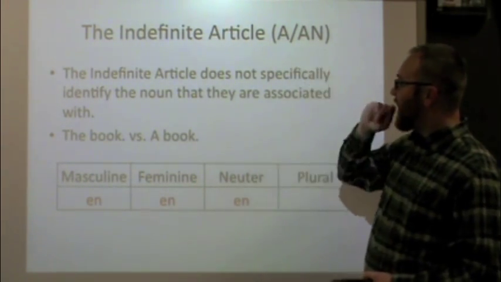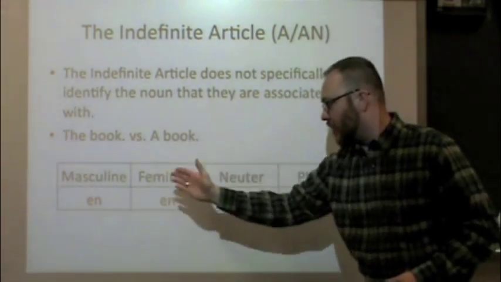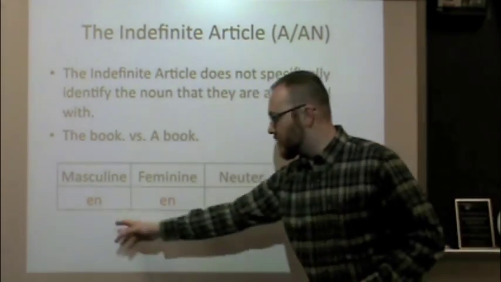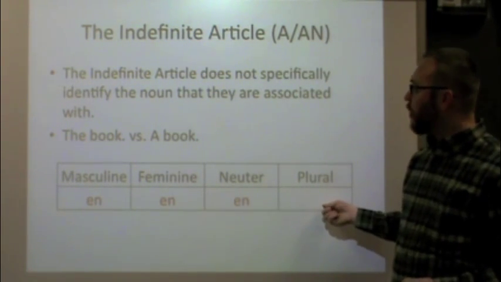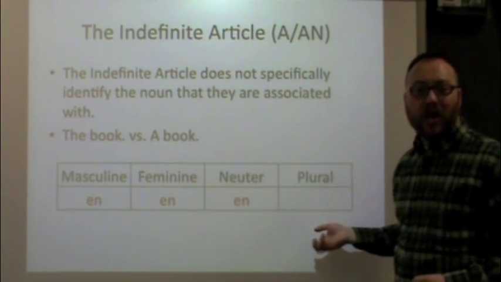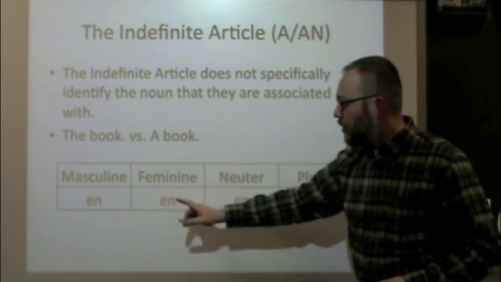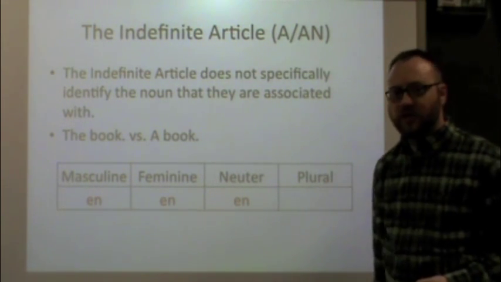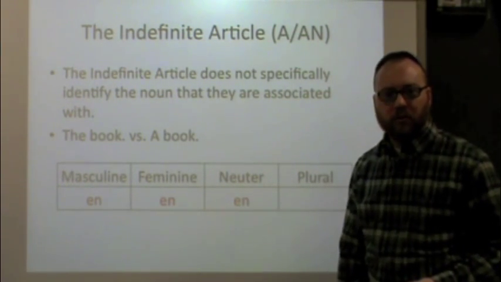So, these are really easy. Here are the ways of saying a and an in Pennsylvania Dutch in the nominative case. If you look at the chart real quickly, we still have our 4 genders: masculine, feminine, neuter, plural. Notice that it's the same word for all 3. Why isn't there a plural? Because you can't say a or an in the plural. You can't say, I just bought a books. It doesn't make sense, so I left that one blank. But all 3 genders in the indefinite article in the nominative case are en.